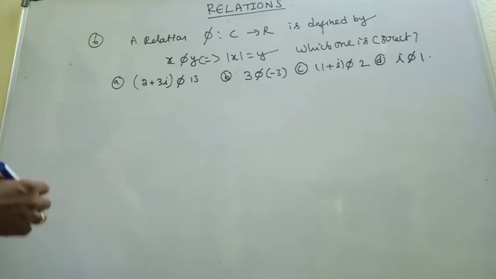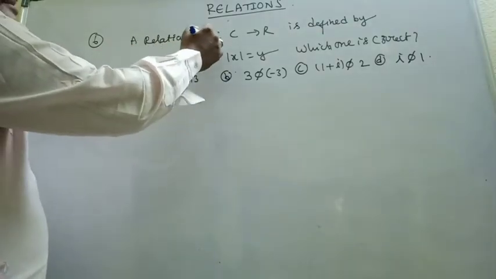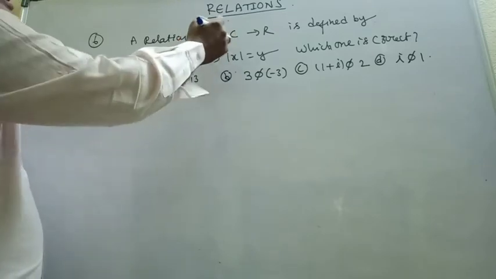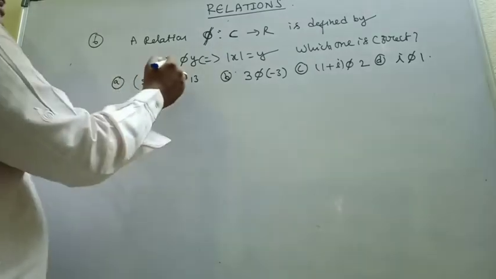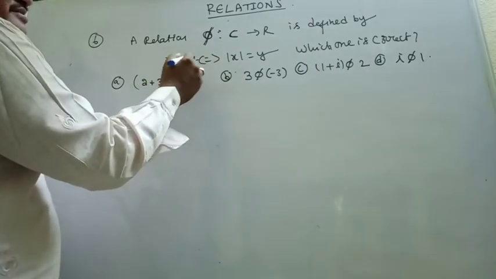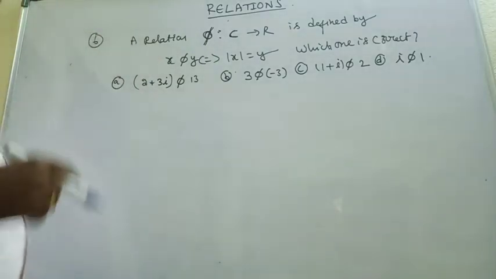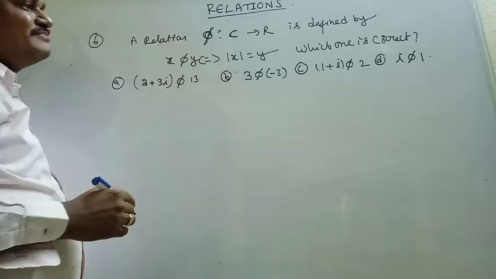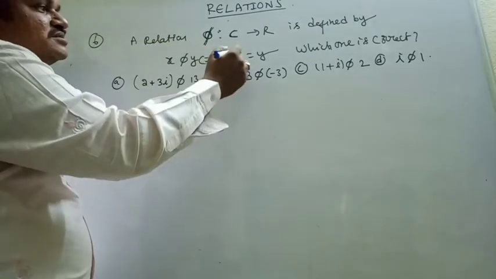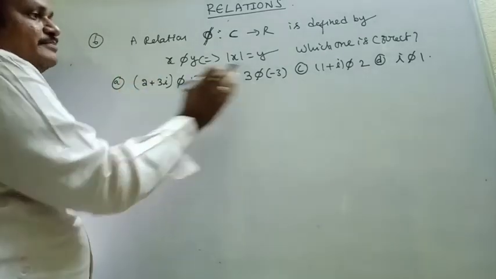Now see, my dear students, another interesting problem, which is the sixth one, a relation pi. Pi is a relation from complex numbers to real numbers, defined by x pi y, which means x is related to y by the symbol pi. We can use any symbol. Generally we use R, but R is already used here, that's why they used a different symbol. It is related by modulus of x equal to y. Then which one is correct? They gave 4 options, A, B, C, D.